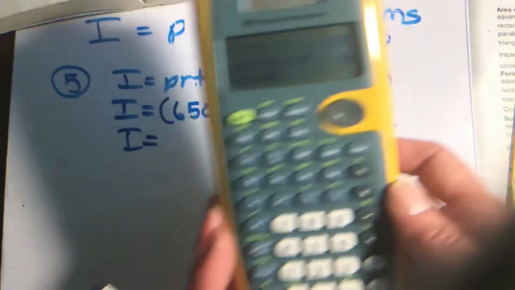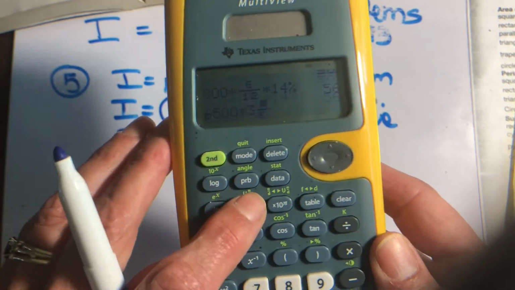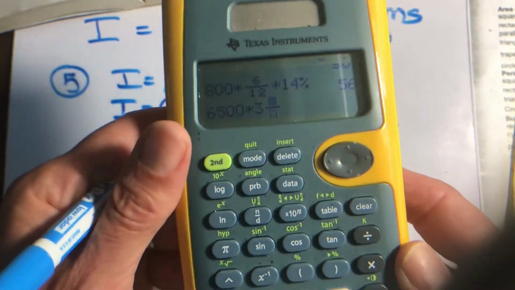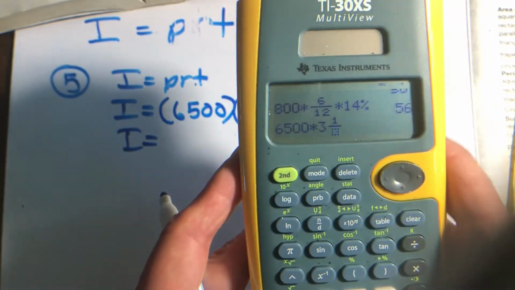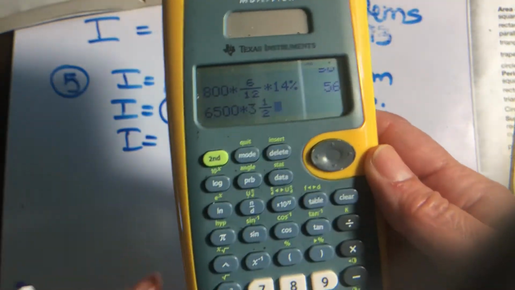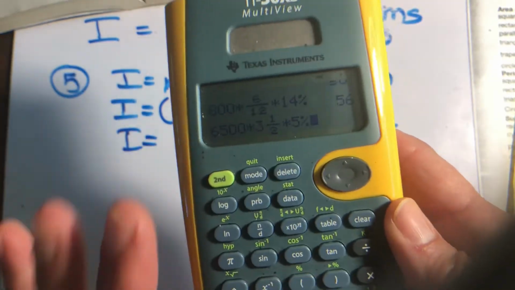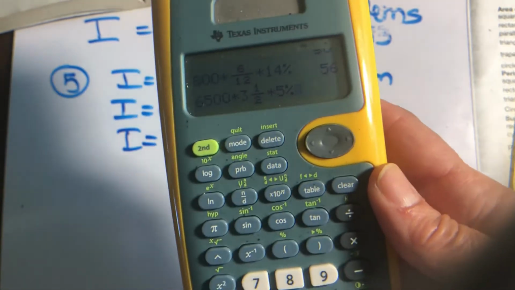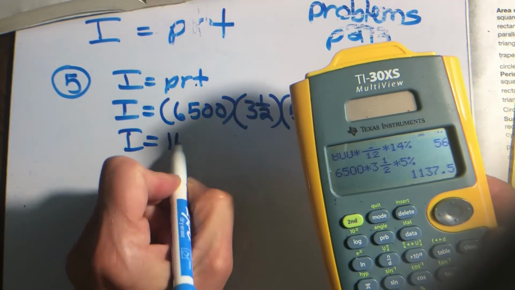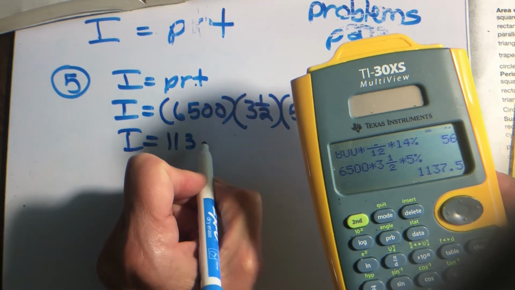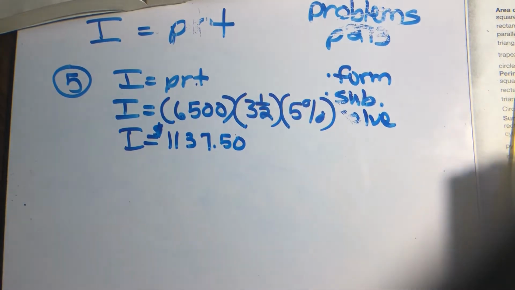Now remember how to do a mixed number. So I hit the 3 first, then I hit second N over D. So that changes it to the, can you see the mixed number format? 1 over 2, arrow over, so you're out of the denominator, times, my interest is 5. Got to put the percent or change it to a fraction or a decimal. And there you go. $1,137.50. You put the 0 back on there to get your 50 cents.